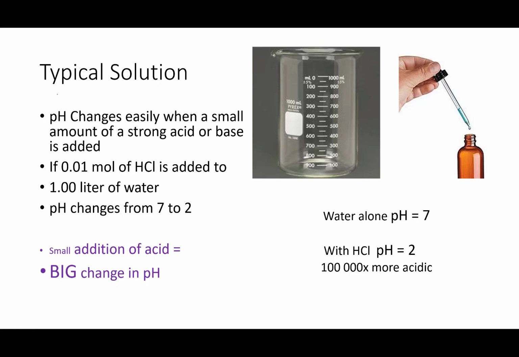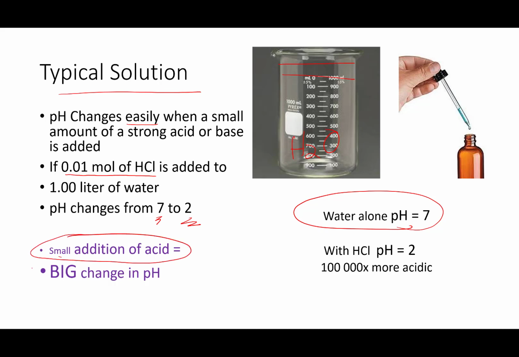Now, in a typical solution, it is very easy to change the pH of a situation. So if we look at an example, let's say I had a 1,000 milliliter beaker full of water, and I added just 0.01 mole of hydrochloric acid. Now, pure water has a pH of 7. If I added a very small quantity of hydrochloric acid, those ions would completely dissociate, and the pH inside of my beaker would very quickly change from a 7 to a 2. So the addition of a small amount of acid would result in a huge change in pH.